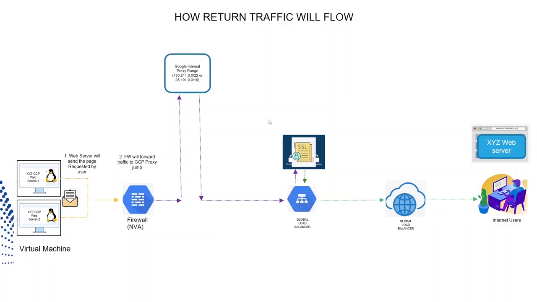The web server sends the HTML back to the firewall's NIC1. Then the firewall passes the data out through NIC0 back toward the Google proxy jump range. Then it continues to the load balancer. Then the load balancer re-encrypts the HTML packet using the SSL certificate, and sends it across the public internet to the user's browser. That's the whole process of how the packet will flow on this cloud infrastructure.